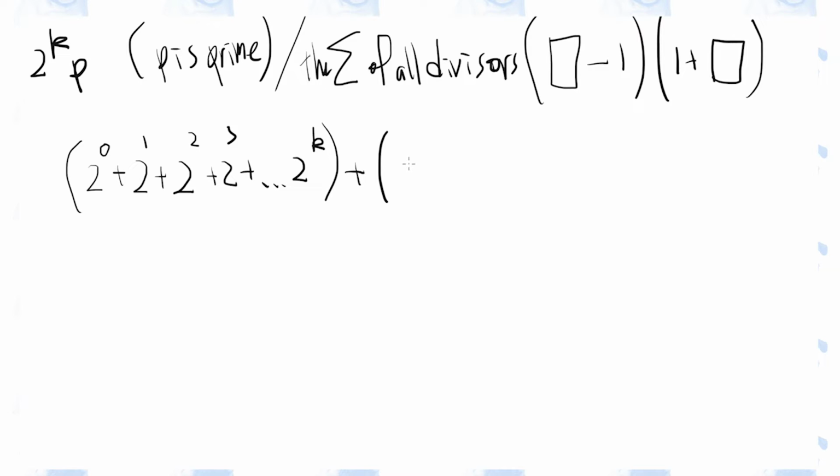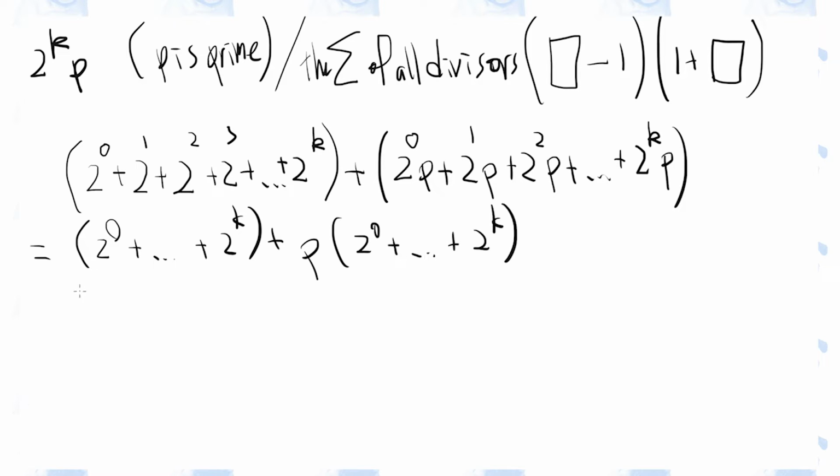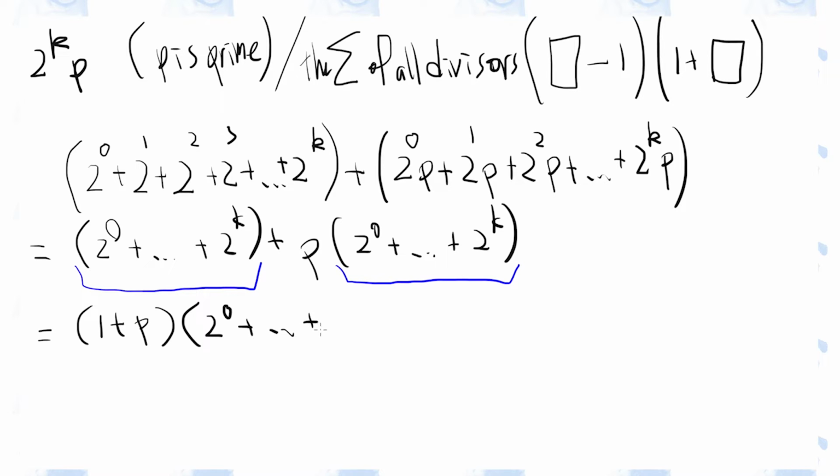And it can also be divided by 2 raised to the power of 0 times p, all the way up to 2 raised to the power of k times p. Since all these terms have p as a factor, we can take p out of them. You need to notice that this portion and this portion are identical. 1 plus p times the blue portion.